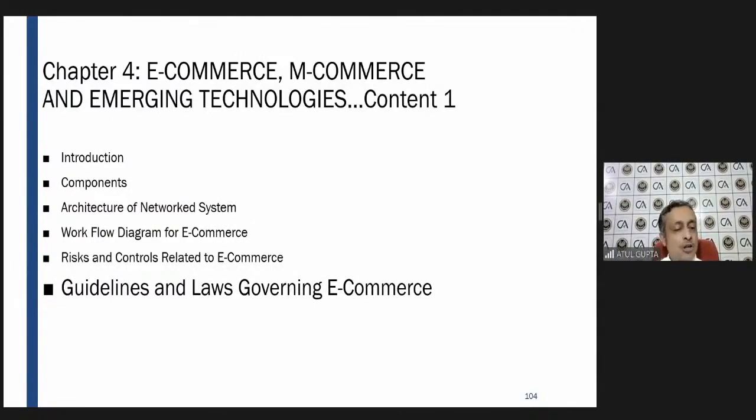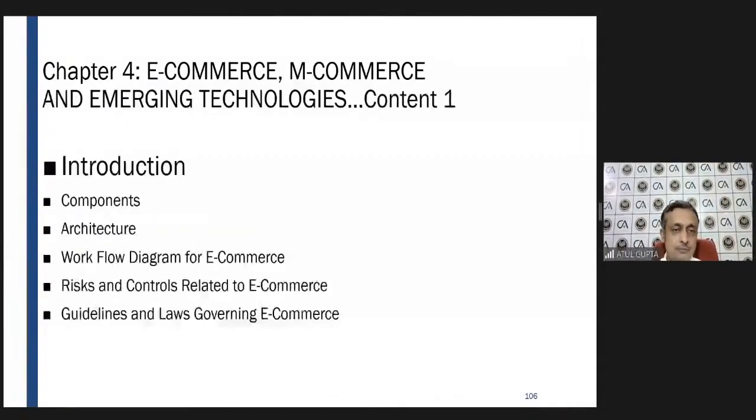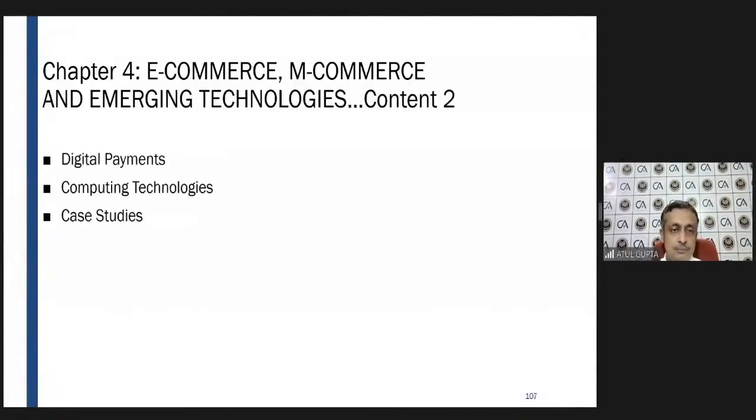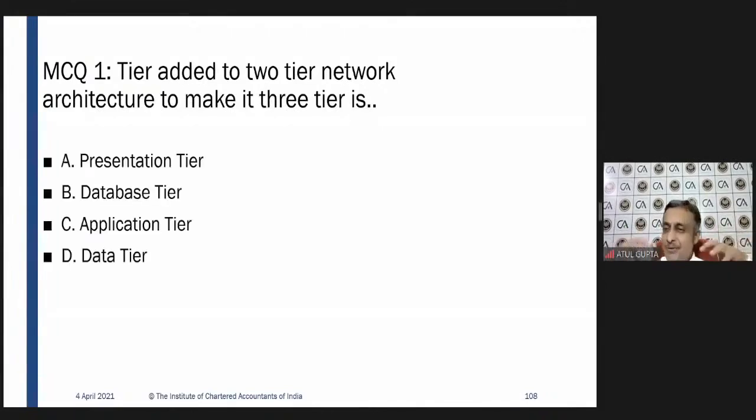So guidelines and laws governing e-commerce. Now, this part of the module has some updates. So there are additions in this part. MCQs too; it was an intense discussion to make it easy. Then we'll go ahead.